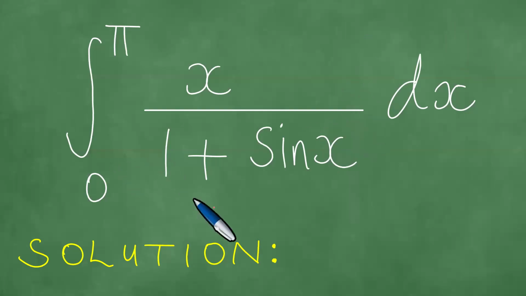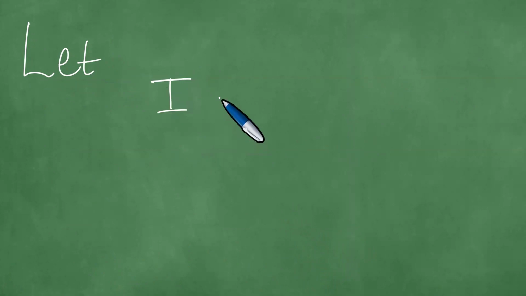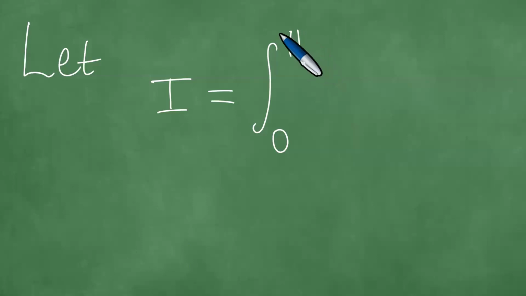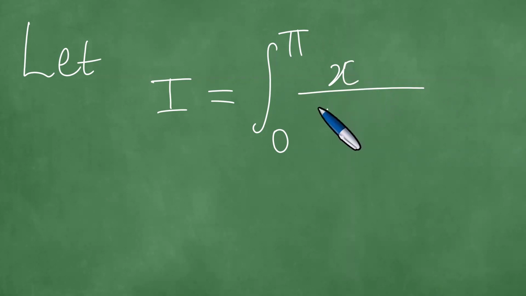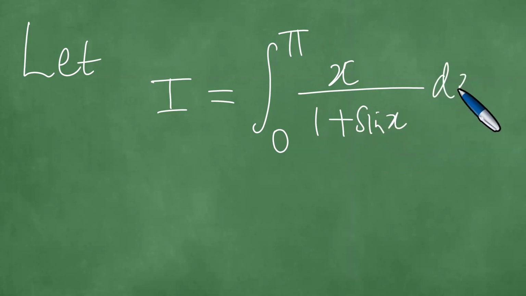Right, we have this particular integral to evaluate in front of us, and we proceed to evaluate it in a step-by-step fashion. A couple of things are very important, so we're going to first begin as follows. We first let capital I be the integral from 0 to pi of x over 1 plus sine x dx.